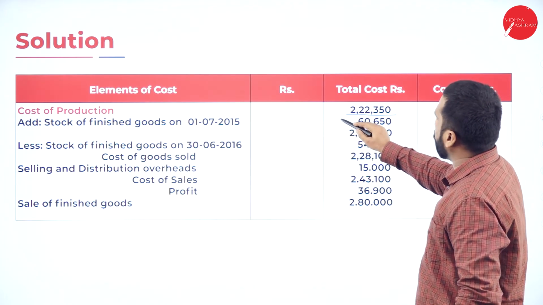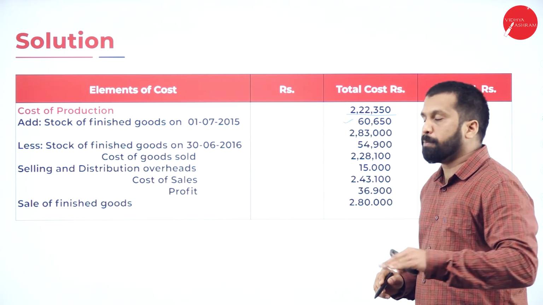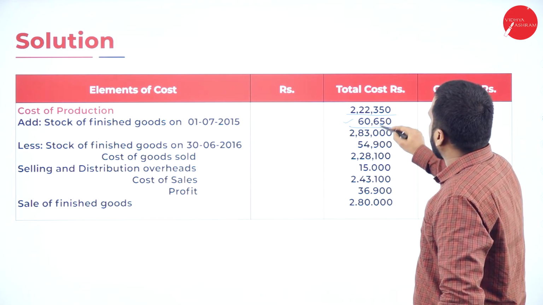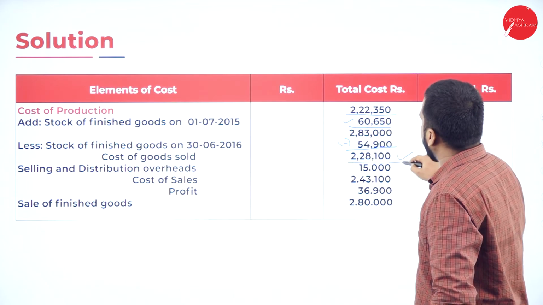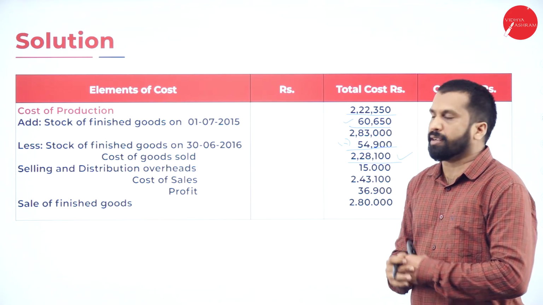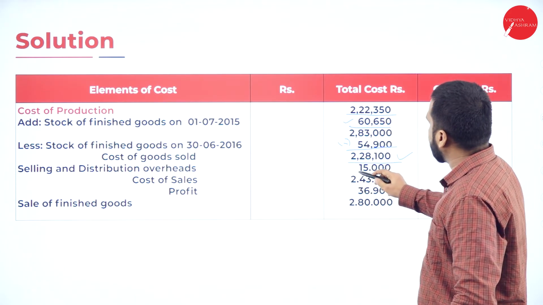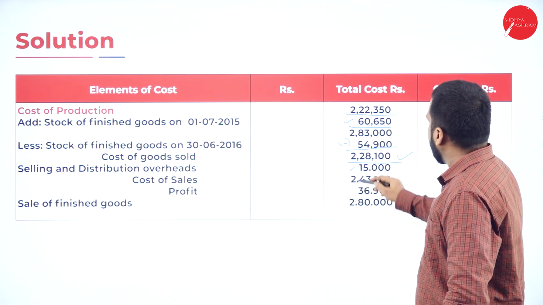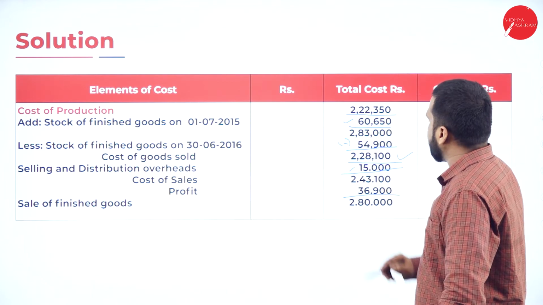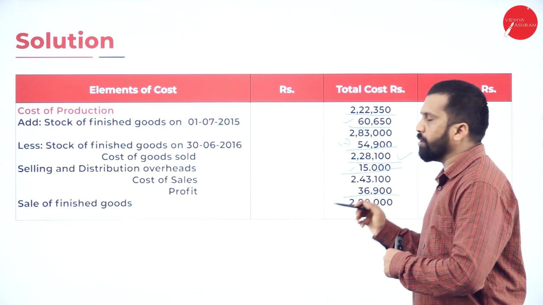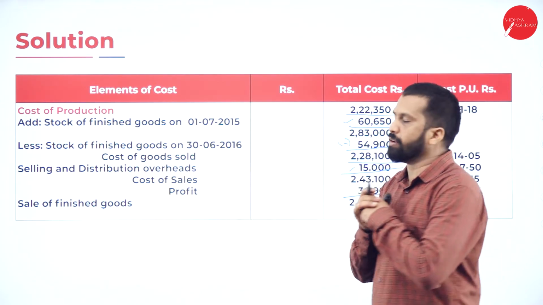After that, add opening stock of finished goods minus closing stock of finished goods. Total you got 2,28,100. Then selling and distribution overhead is around 15,000. Total is 2,43,000 and your selling price is 2,80,000. How come you got selling price 280? I'll let you know.